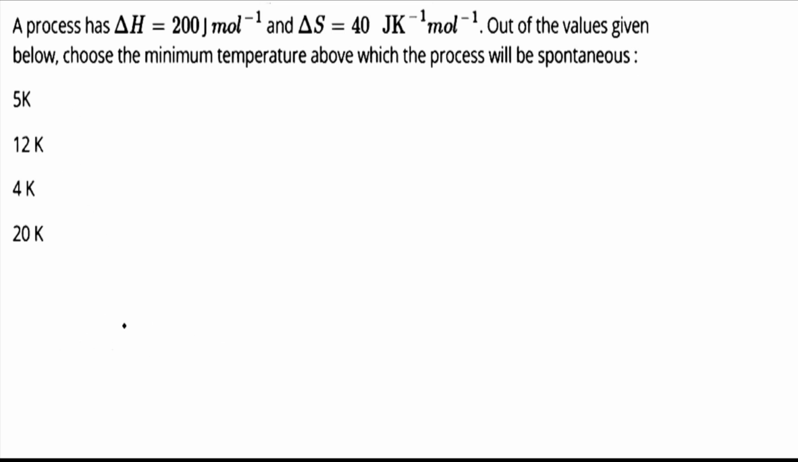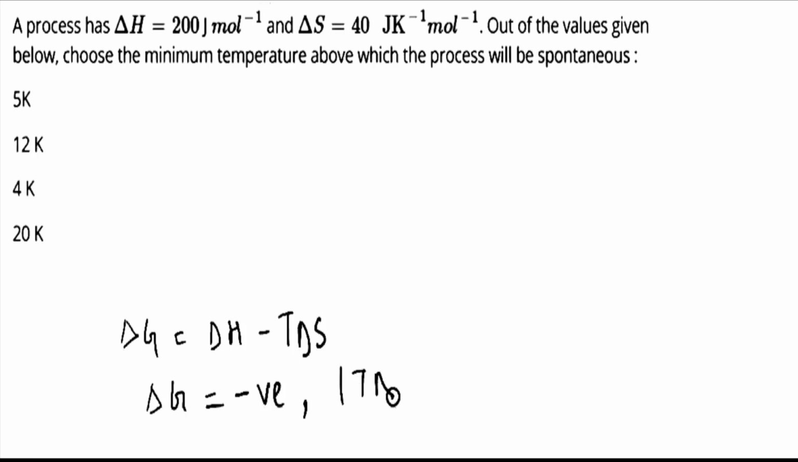As we know that delta G equal to delta H minus T delta S. Here delta G is change in Gibbs free energy, delta H is change in enthalpy, T is temperature, delta S is change in entropy. This process will be spontaneous if delta G is negative. Therefore, T delta S is greater than delta H. So this is the concept.